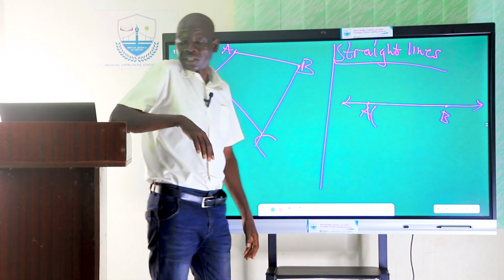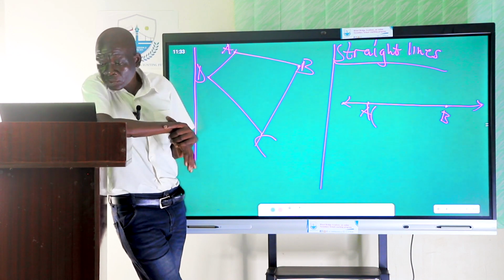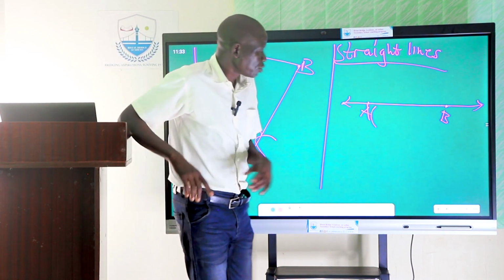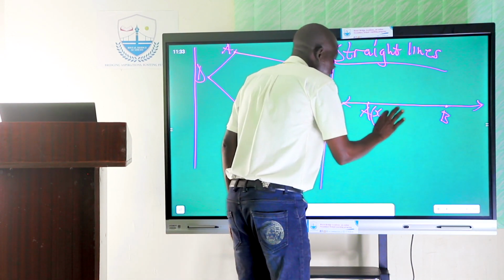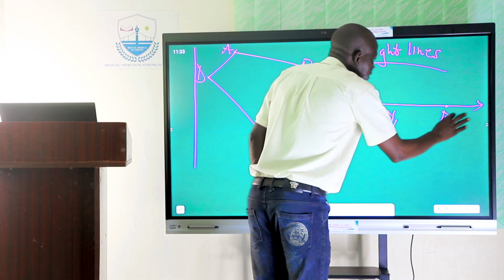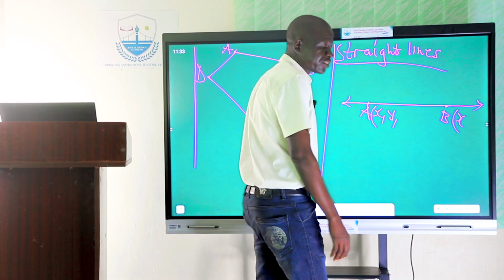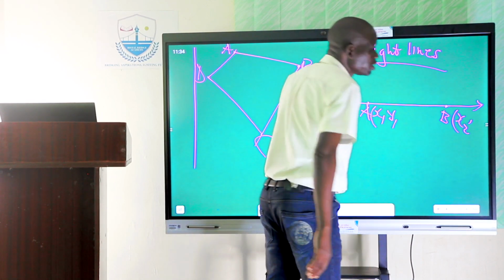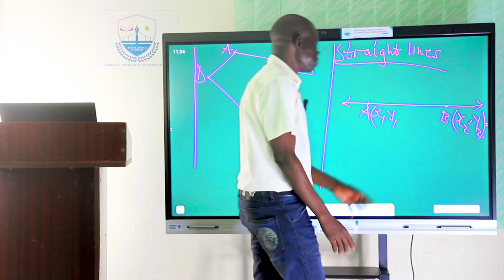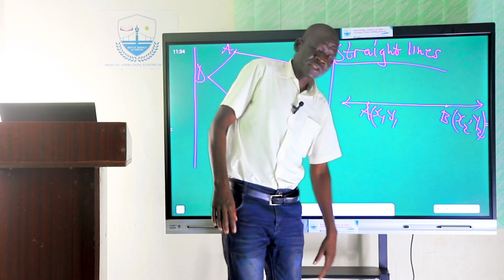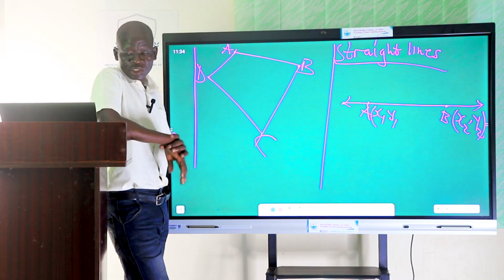Point A is defined by what we call coordinates. What we call what? Coordinates. Whereby the first coordinate, we shall call it maybe x1 and then y1. Then in the second coordinate, we have the second value of x, which is x2, and the second value of y, which we call y2. So this is point A and then point B. So both points A and B are lying on a straight line.